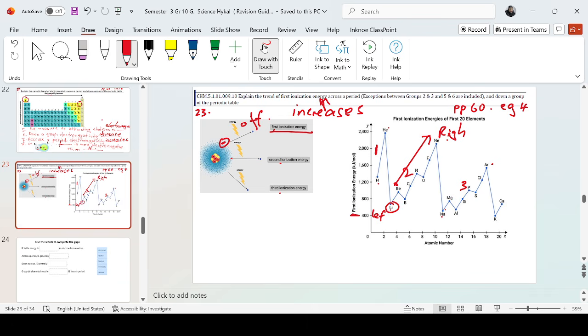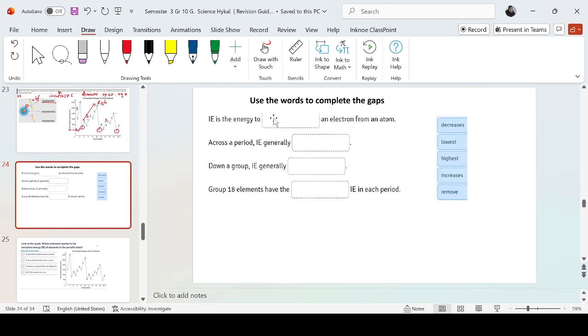lithium, neon, and sodium and potassium. This is the same group. It's getting less and less. So between groups, down the group, it decreases. But across the period, it's increasing. Okay? You must be able to interpret this graph.